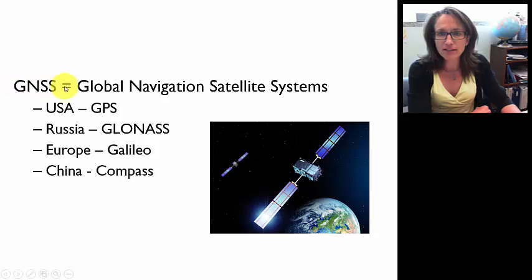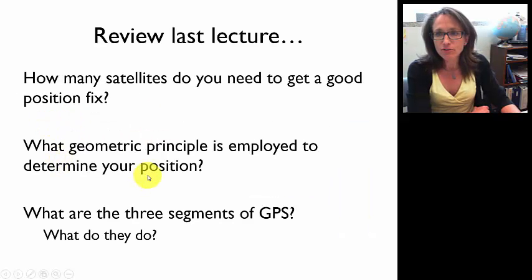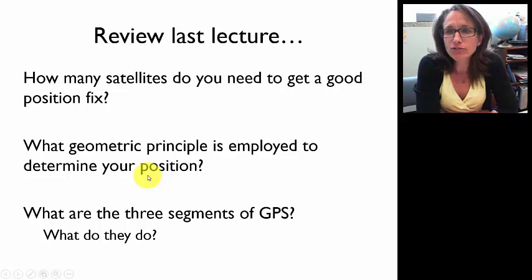Just remember GNSS is sort of that umbrella term that encompasses the GPS in the United States, the GLONASS system in Russia, the Galileo system in Europe, and the COMPASS system in China. So all of these are global navigation satellite systems. In the US, we call it GPS. So just quick review from our last lecture.